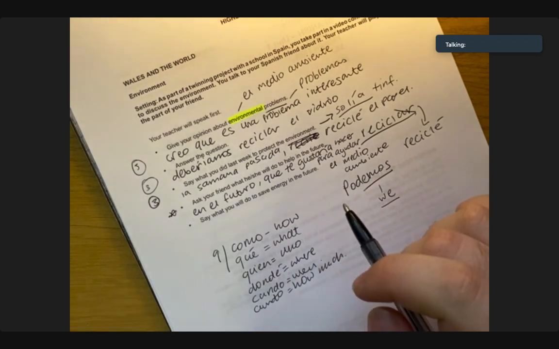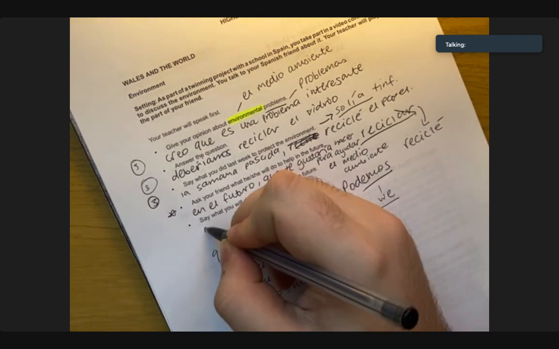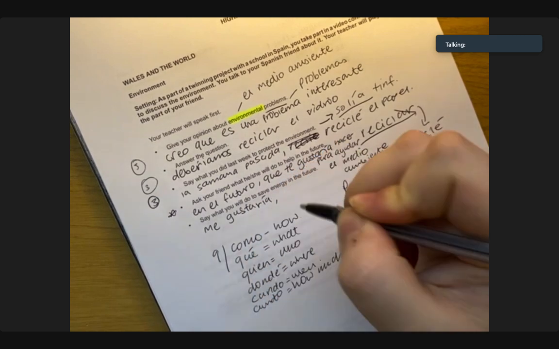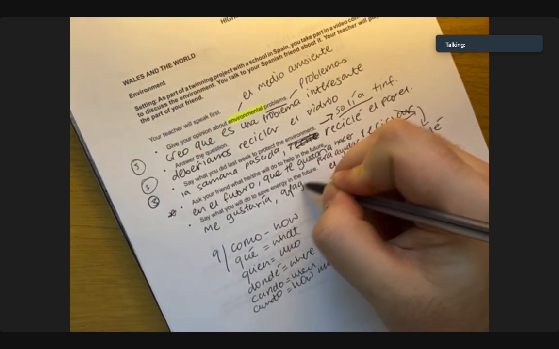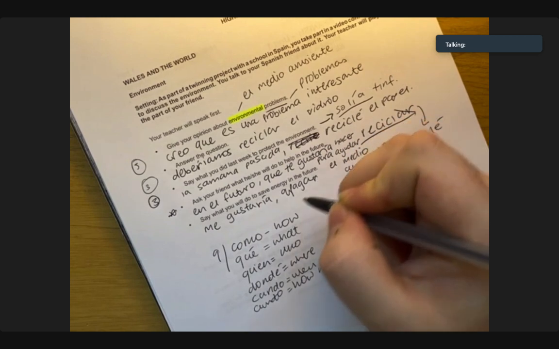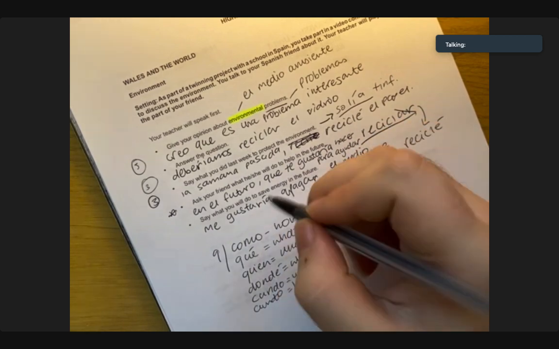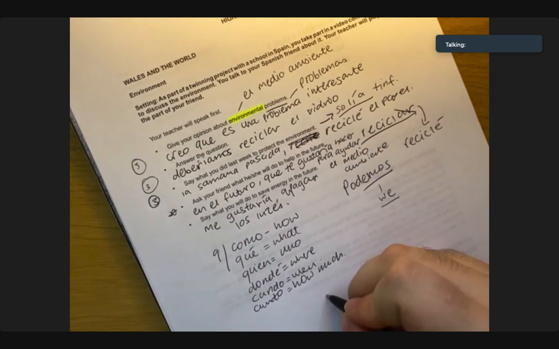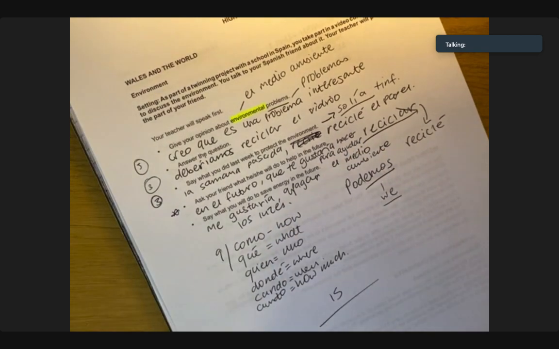And then here, you can basically, again, say whatever you want. Again, I would probably use something like me gustaría, because that's the future. Me gustaría apagar los luces. And that would have been your full 15 marks done.